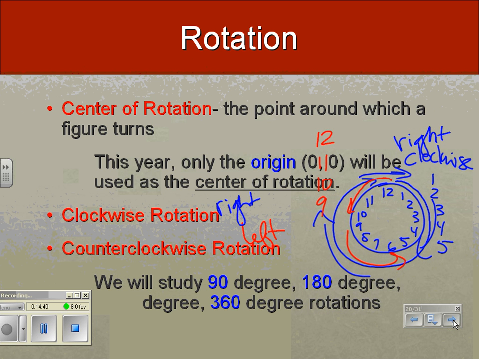And we are only going to look at 90 degree, 180 degree, 270 degree, and 360 degree rotations. If you think about it, they're all multiples of 90 degrees. So we have 90 plus another 90 gives you 180, plus another 90 gets you to 270, plus another 90 gets you to 360 degrees.